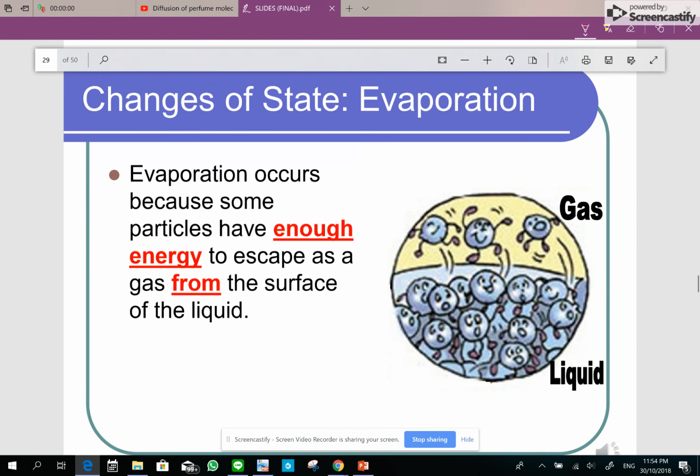This is possible because some particles have enough energy to escape, mainly because they are at the surface of the liquid. You can see these three particles, especially these three particles. This is the surface. Because they are very, very close to the surface, they have enough energy to escape. You can see how happy they are because once they change into gas particles, they have a lot more energy. They are more energetic. They are free to roam around.